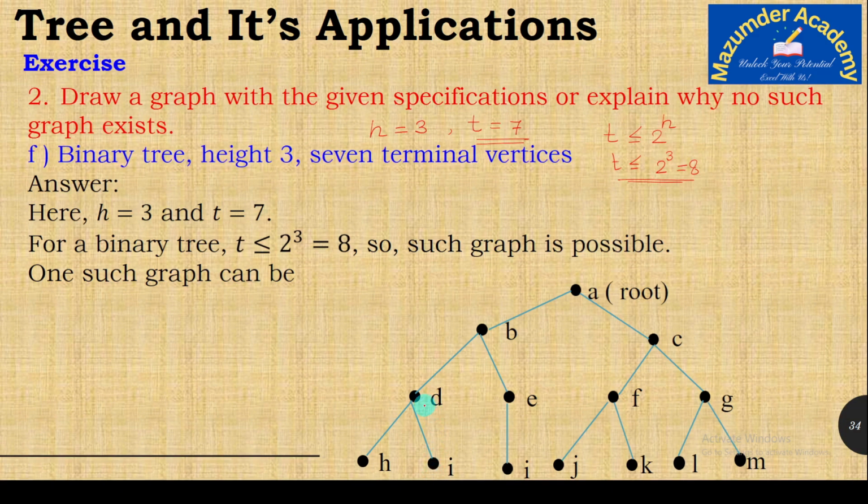So use a pencil, and some rearrangement may sometimes be needed, so you just try and make a tree which satisfies the conditions. So you can see here the maximum level is 3. I mean the height of the tree is 3 and the number of terminal vertices is 7. These are the two conditions.